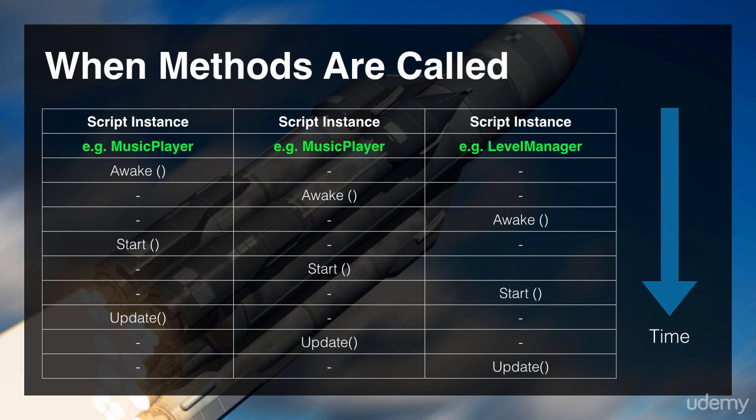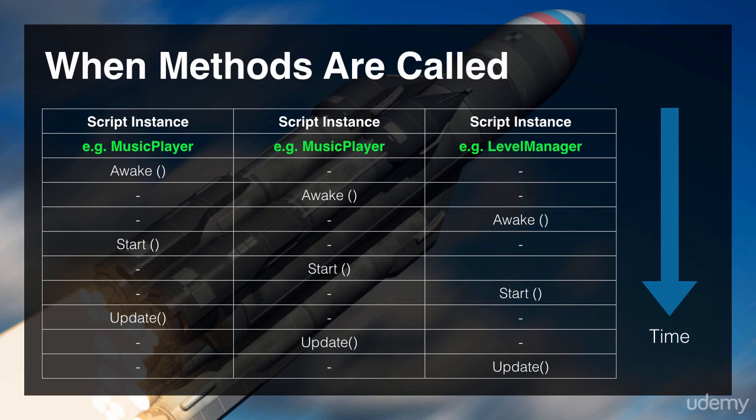We have 3 script instances very, very briefly at the start. We have the music player that came from the start scene. We have the new music player in the next scene that's about to self-destruct but hasn't done yet. And then we have a level manager instance as well. So what actually happens is it cycles through like this. The awake method gets called for one of the things, let's say one of the music players, then the next script instance. Then all the starts get called in order, and then all the updates get called. Time is going down the page.